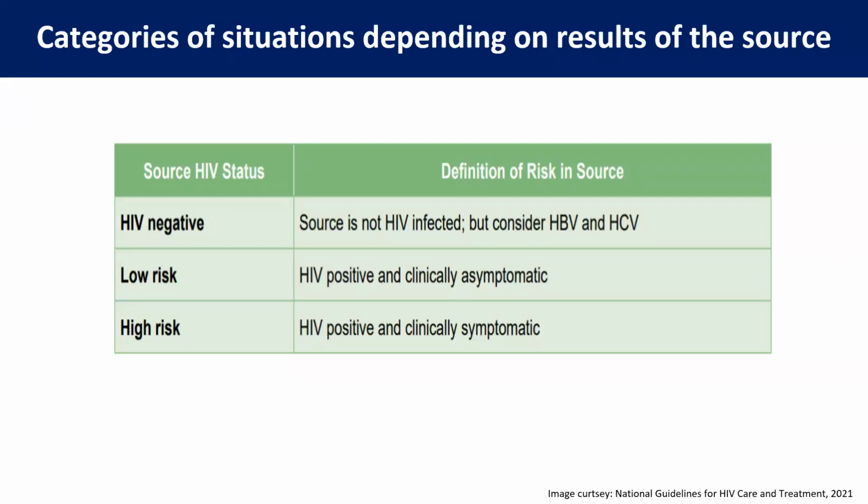The situation also depends on the results of the source. If the source is HIV negative, you can still think of other viral infections like HBV and HCV. If the source is HIV positive and clinically asymptomatic, you can consider it low risk. And if the source person is HIV positive and clinically symptomatic, you can consider it high risk.